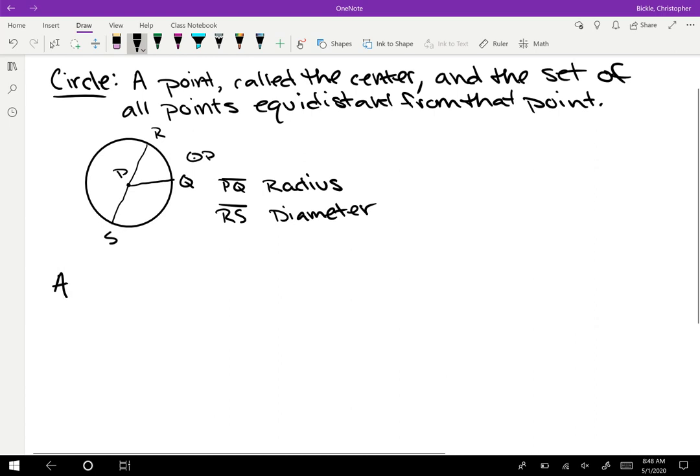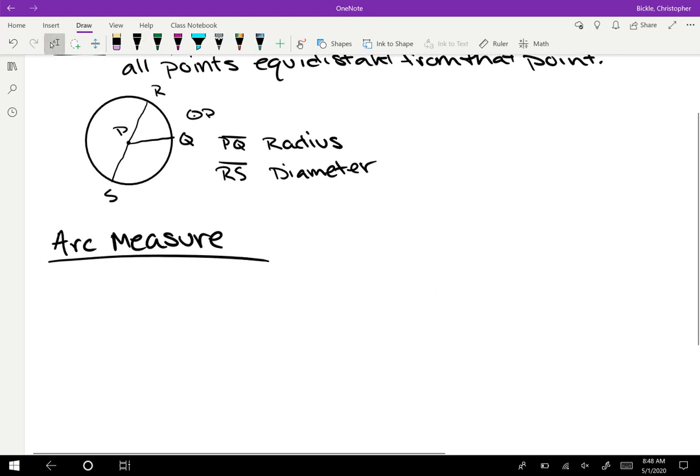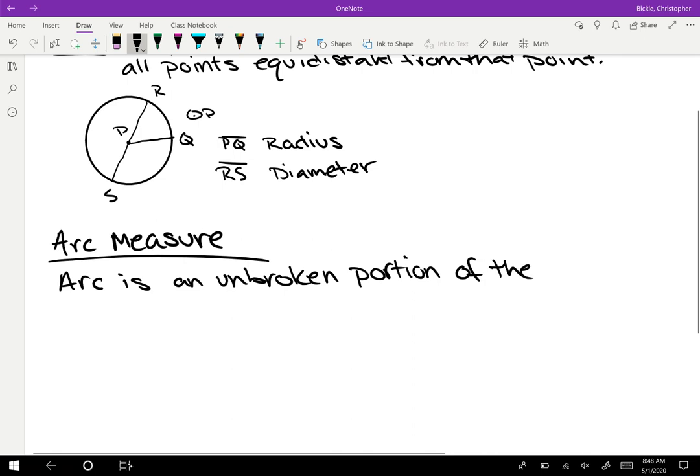So the first thing we're going to find is called arc measure. We'll define what an arc is in just a second. An arc is an unbroken portion of the outside of a circle. So if I look at the circle I have up here above, an arc might be this length from here to here.